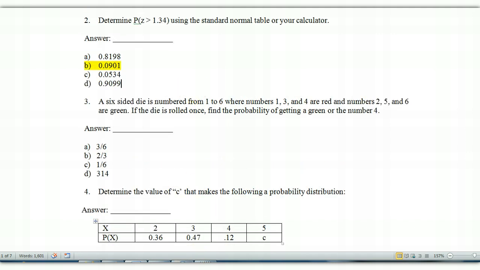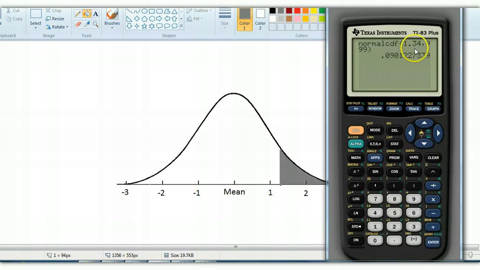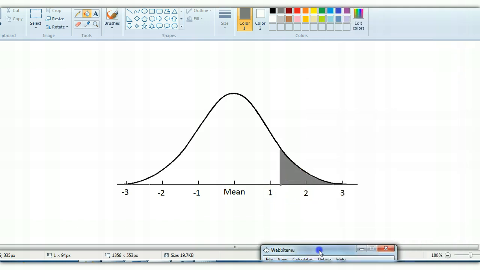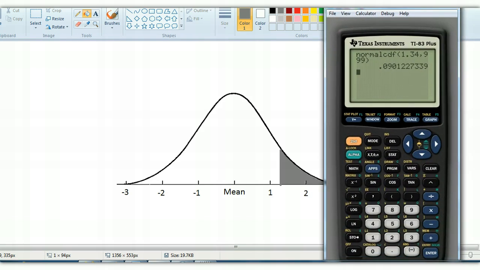Just again to give you a little visual, Z 1.34 would be somewhere around here, a little bit above 1. If it was greater than 1.34, that's everything above it. So remember, when you do the normal CDF, it's where does the shading start? It starts right around 1.34. Where does it end? The 99999 again means it doesn't end. So that's how we could put that in our calculator to do it.